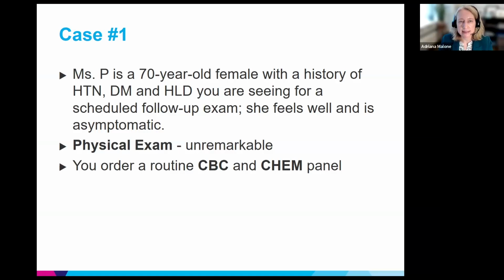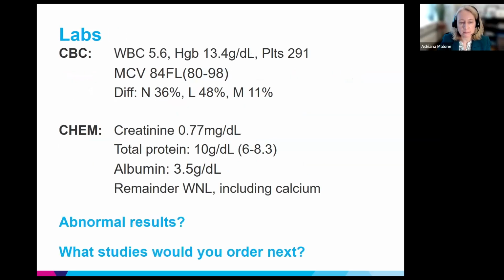Miss P is a 70-year-old female with a history of hypertension, diabetes, and hyperlipidemia you are seeing for a scheduled follow-up. She feels well and is asymptomatic. Her physical exam is unremarkable, and you order routine labs for her, including a CBC and chemistry panel. Take a minute to look over her labs and see which are the abnormal results.